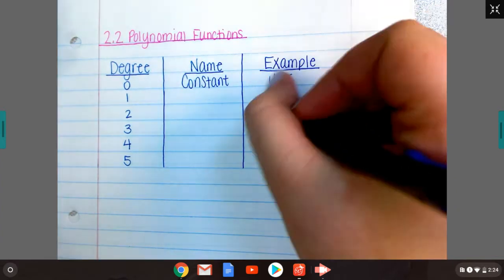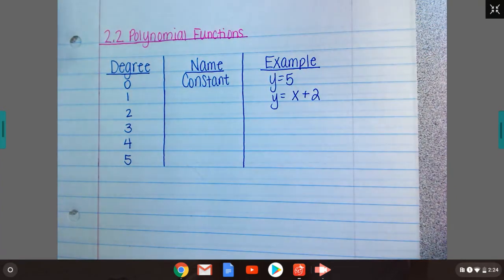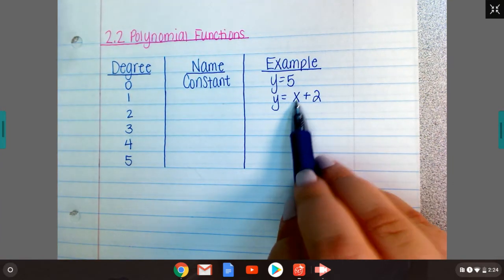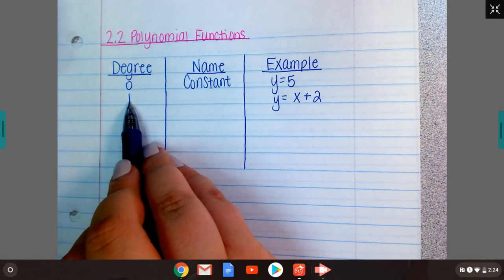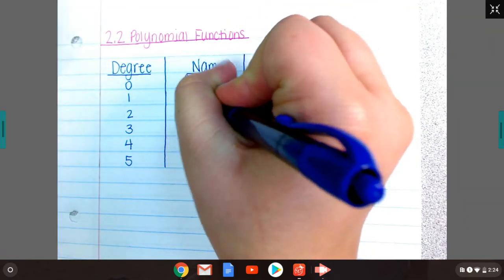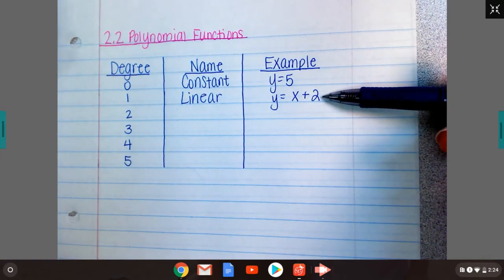If you have degree 1, then it does have an x, and it's x to the first degree. So an example would be like x plus 2. There is an x, and the highest exponent you see is to the first. So this is degree 1. That's a line. So this is a linear function. We spent a lot of time here in algebra 1.